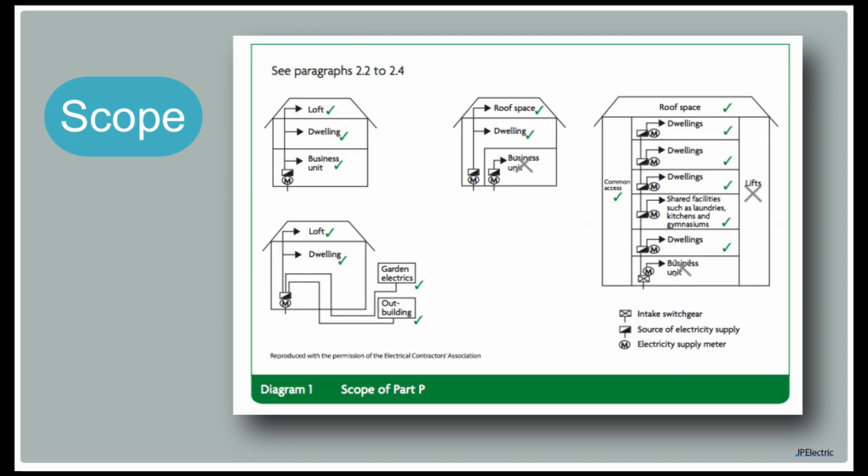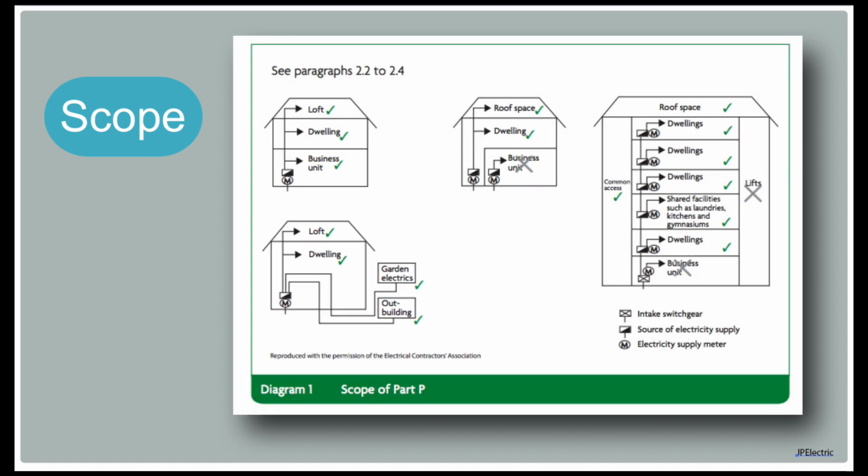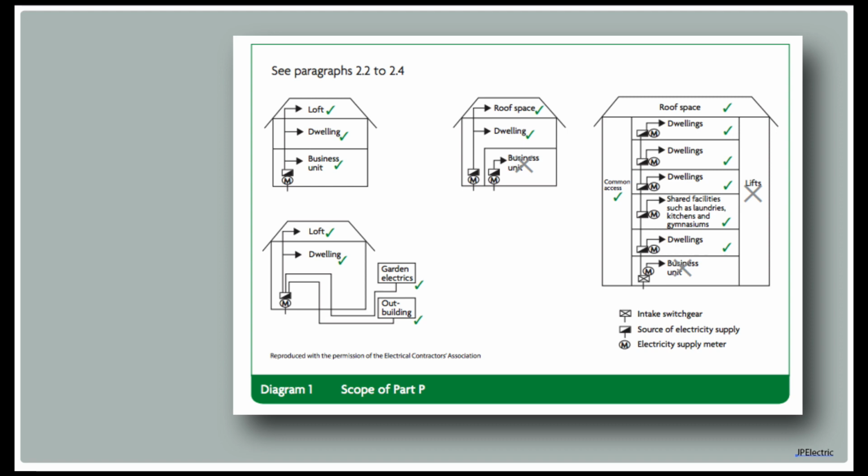Your garden electrics and stuff, outside sheds, garages, that kind of thing, all Part P. Up in your loft, that's part of Part P as well. Your common areas again, all Part P. Things like lifts, that's a specialist area. They're not under the scope of Part P.